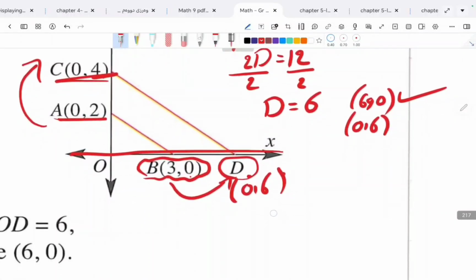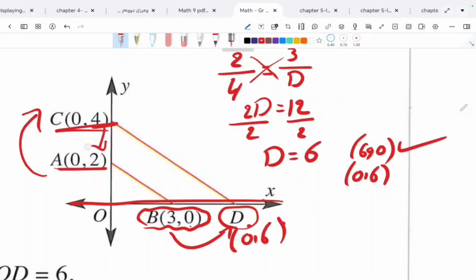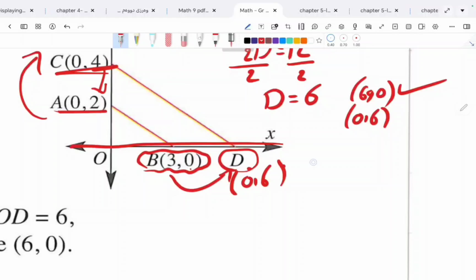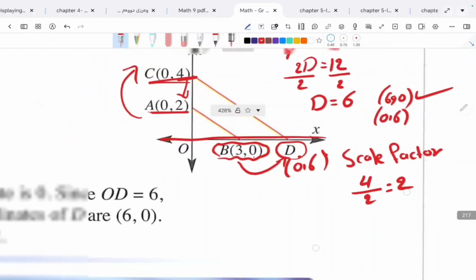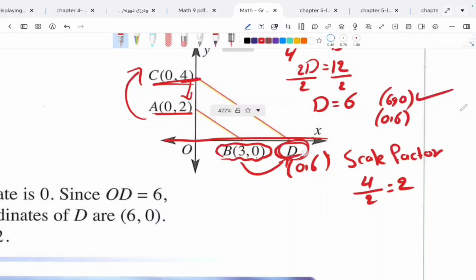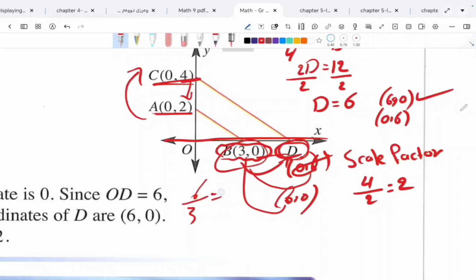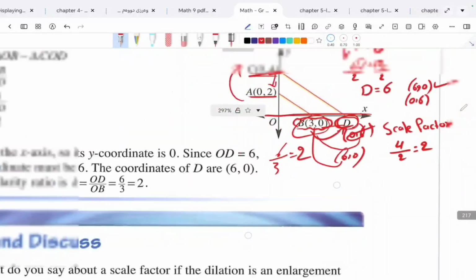Then how to find the scale factor? For the scale factor, we say the greatest out of the smallest one: 4 out of 2, which equals 2. Or after you find D, you can use this side, which is 6 out of 3. Pay attention, it is 6, 0. Same thing, you get the same scale factor, which equals 2.